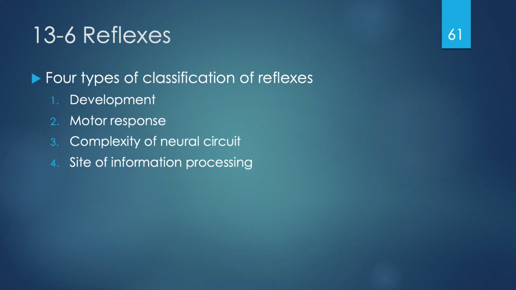4 of the ways that we classify reflexes are based off of the reflex's development. So for example, is it innate or acquired? The motor response, is that going to be a somatic reflex or a visceral reflex? Also, how complex is the neural circuit that's actually occurring, and where is the information processed? So we're going to discuss some different types of reflexes in the coming slides.